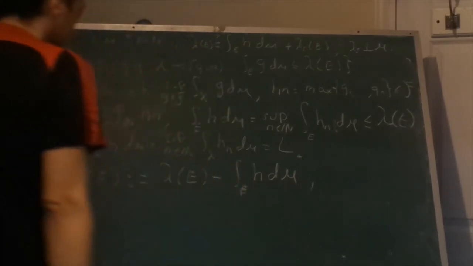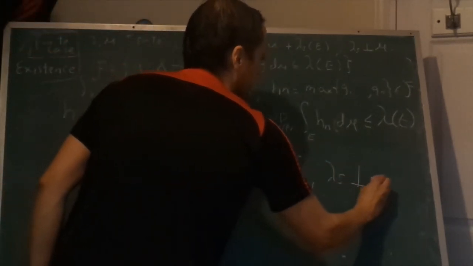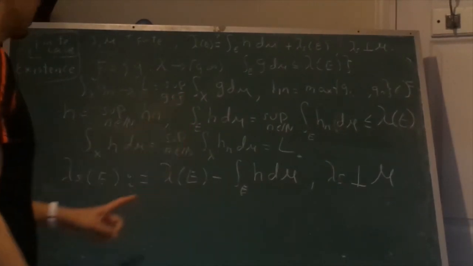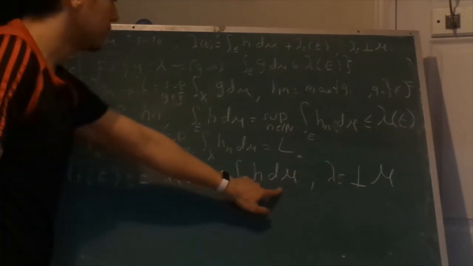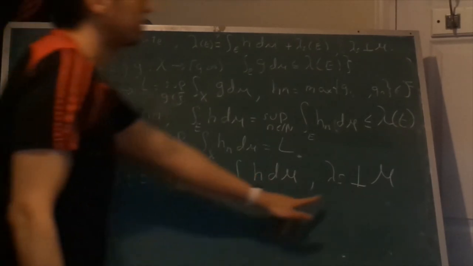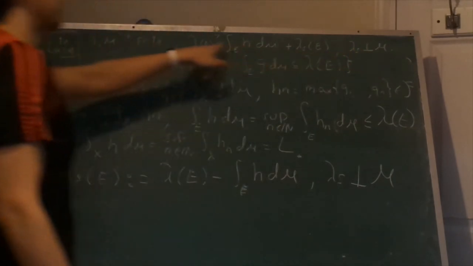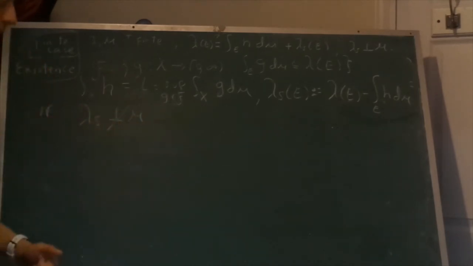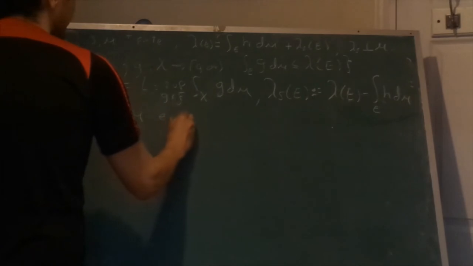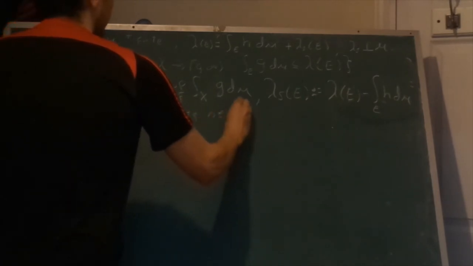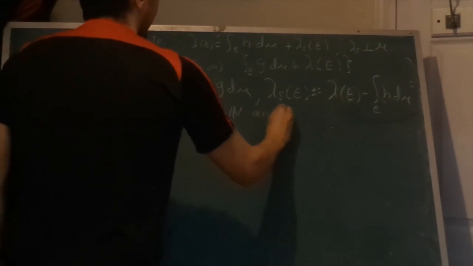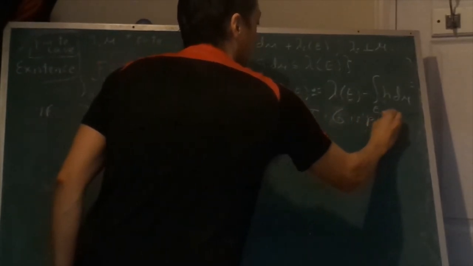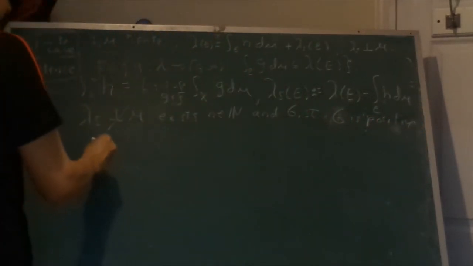So the only question is, is lambda s mutually singular with mu? If it is, then we are done. We have decomposed lambda as the sum of this integral and this measure, and this is mutually singular with mu. Exactly what we wanted to prove. So, if this is not happening, then by the lemma, there exists a natural number n and g such that g is positive for this signed measure.